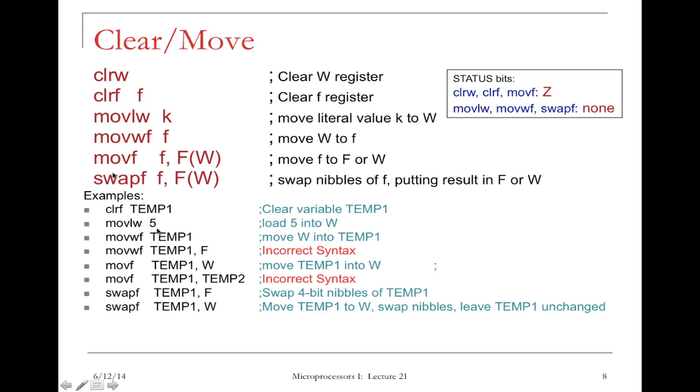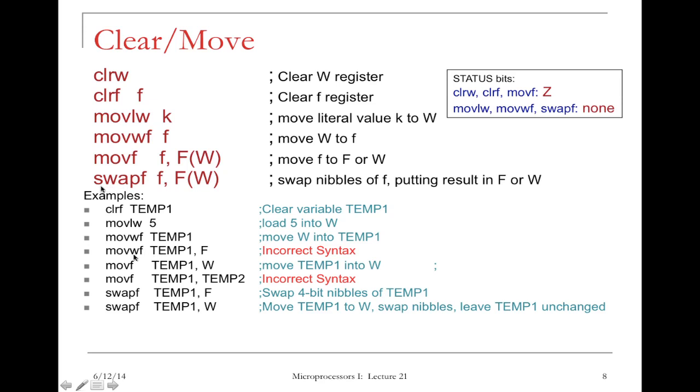Move lw 5. We're going to load 5 into the working register. Move wf temp 1. So we're going to copy the content of W into a register. That's what this f is saying. And that register is temp 1.